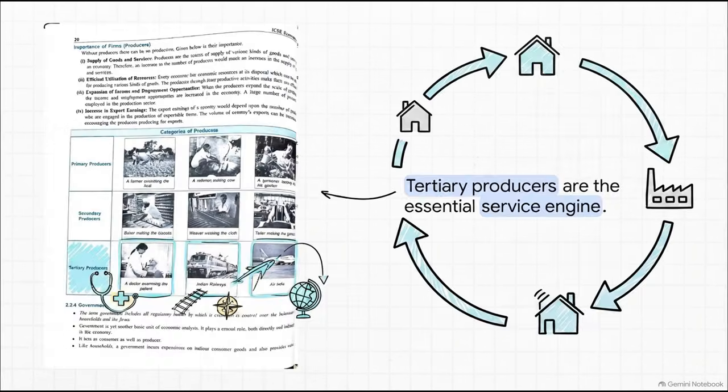Now, what's really fascinating about this final category is the sheer contrast. Looking at the bottom here on the left, you have a single doctor examining an individual patient, a highly personal, one-on-one service. But right next to it, you have a massive train from Indian Railways and then an airplane from Air India. It brilliantly illustrates how a sole practitioner and a giant national transportation grid both fit perfectly into the exact same tertiary producer framework. They're both providing the services that keep that circular flow moving.